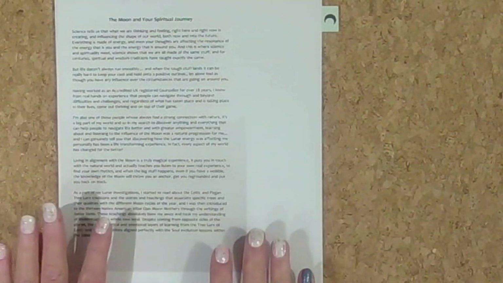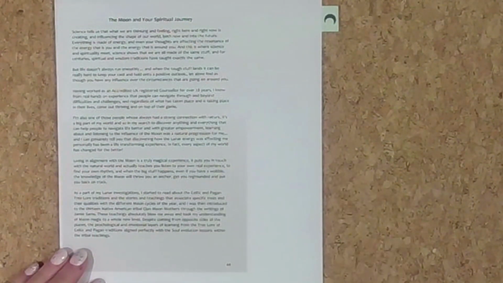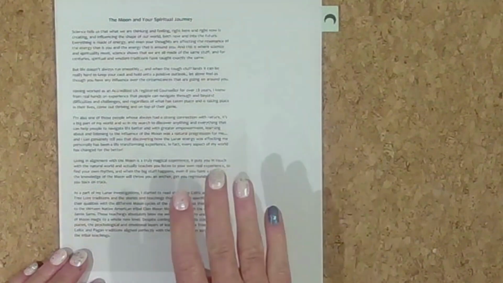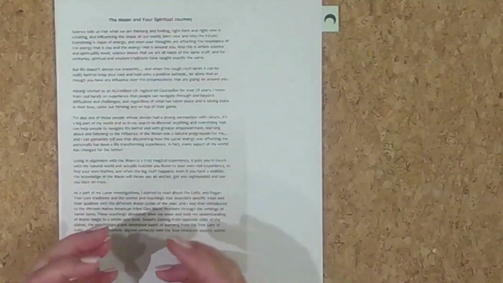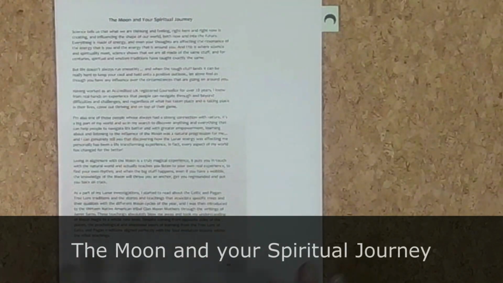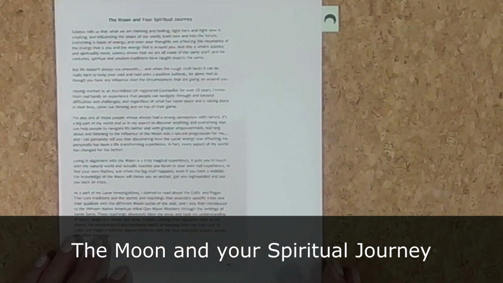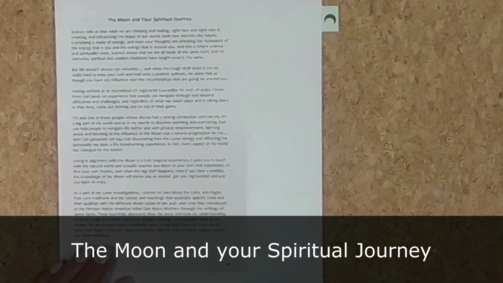Astro-Moon journal. So the first part of this journal, and I've included it again in the PDF for you, tells you, we've delved into the information about science telling us that what we're thinking and feeling right here and right now is creating. And I've just talked a little bit about the moon and your spiritual journey, how these things interconnect.